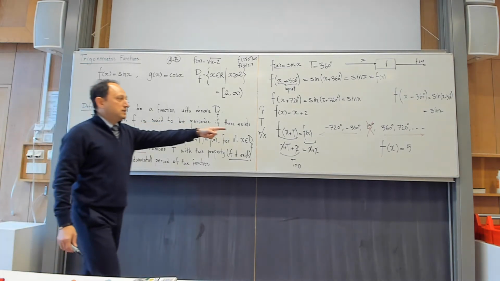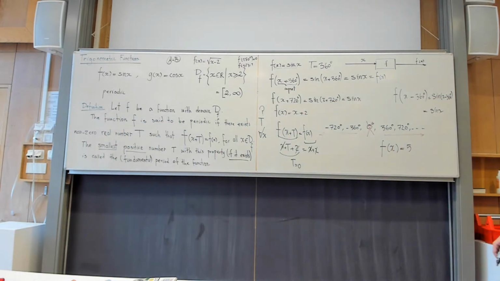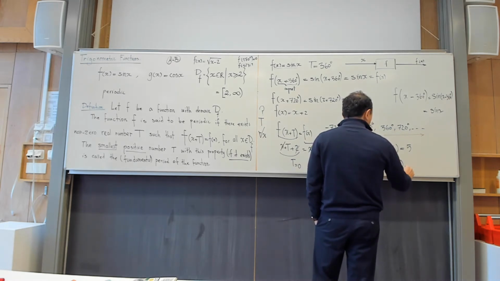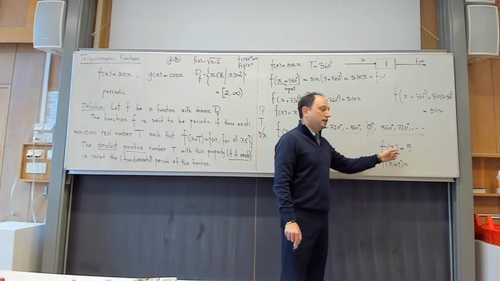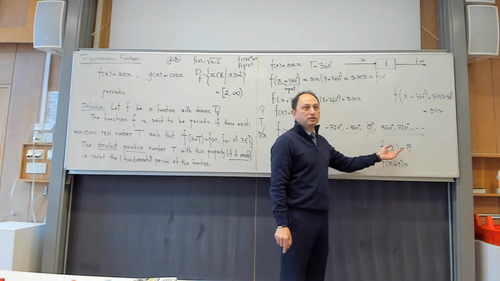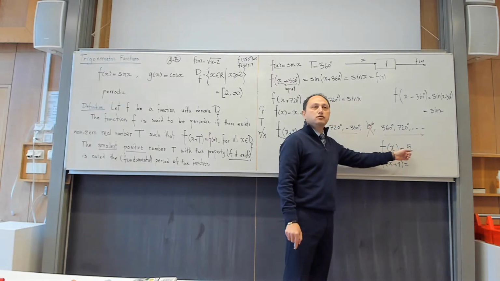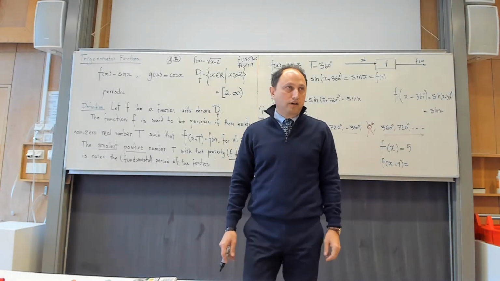So f of x is equal to 5 is periodic. Why? For example, if I ask you to calculate f of x plus 1, what would be the answer? If the function is constant, it means that it doesn't care about you at all. So you put x, it will return you 5. If you put 1, it gives you 5. If you put 1000, it gives you 5. That's the meaning of a constant function, yes?